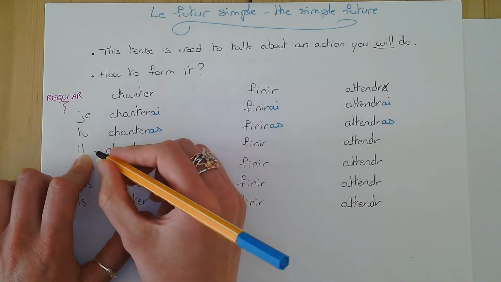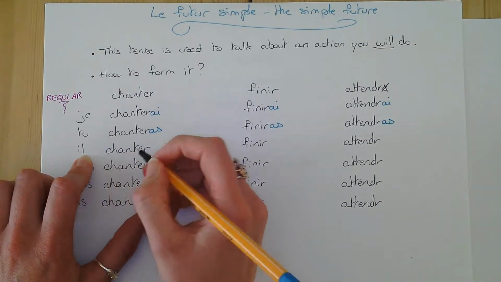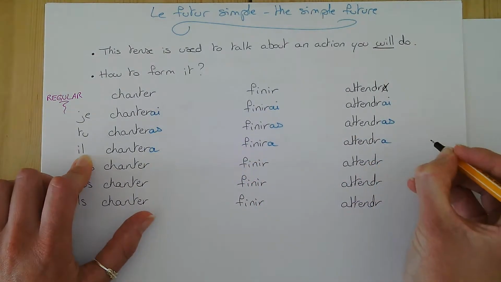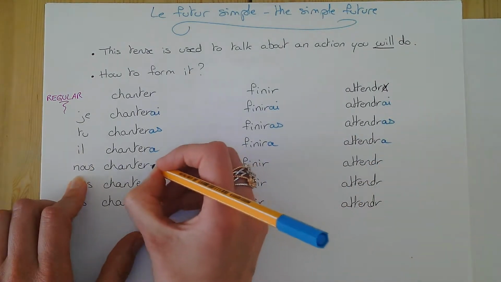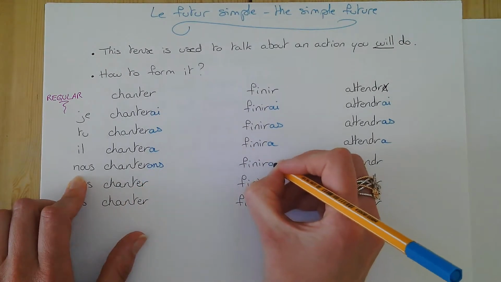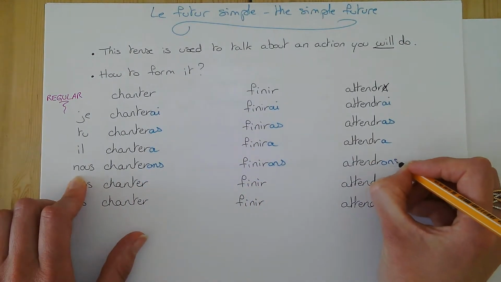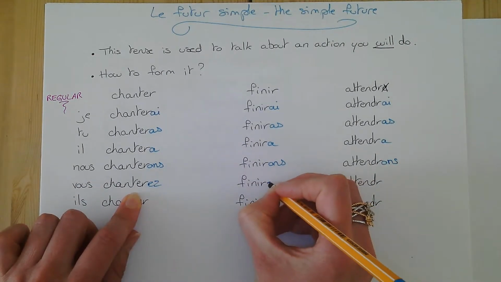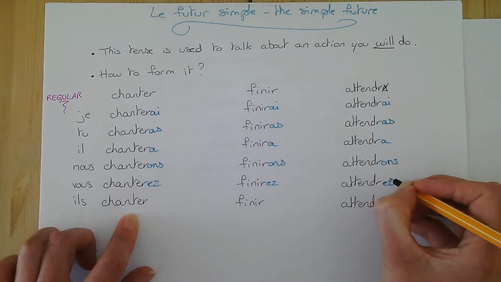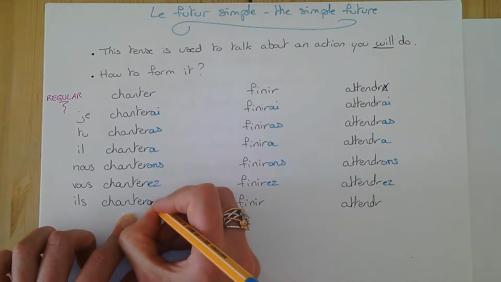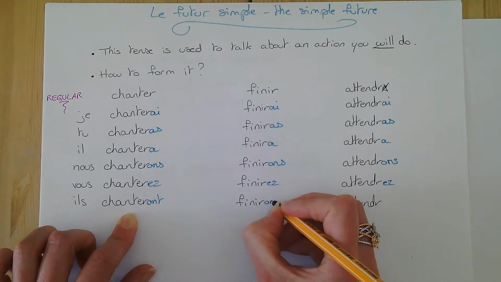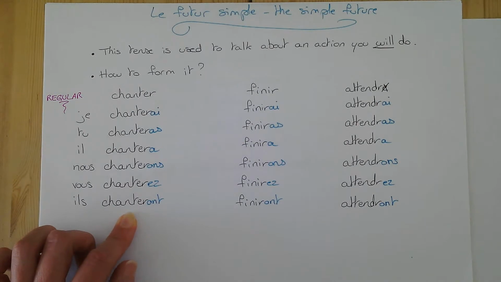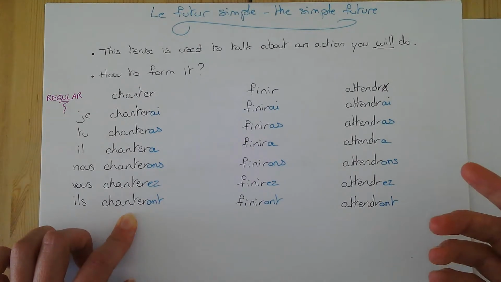For il, elle, or on, once again, I only put one here, but you know it applies to the others too. It will be an A. For nous, it will be ONS. For vous, you put EZ. And for ils, they, you put ONT. So all you really need to do here is to know your endings because the rule is fairly simple to remember.